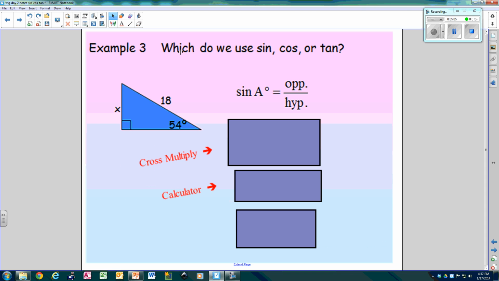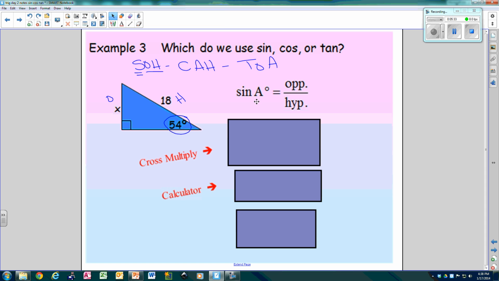All right, now which one do we use? Sine, cosine, or tangent? So I'm going to circle the angle of reference. This is my hypotenuse, and this is opposite. I'm going to make sure that I've written this at the top of my paper. So, SOHCAHTOA. So I have an O and an H. That means I have to use sine. So the sine of the angle is opposite over hypotenuse.